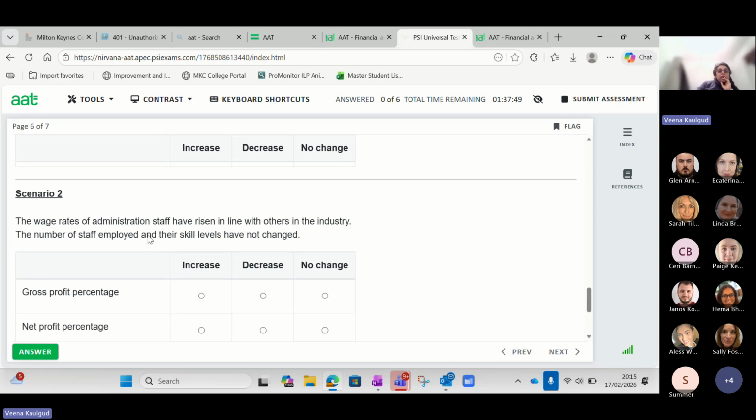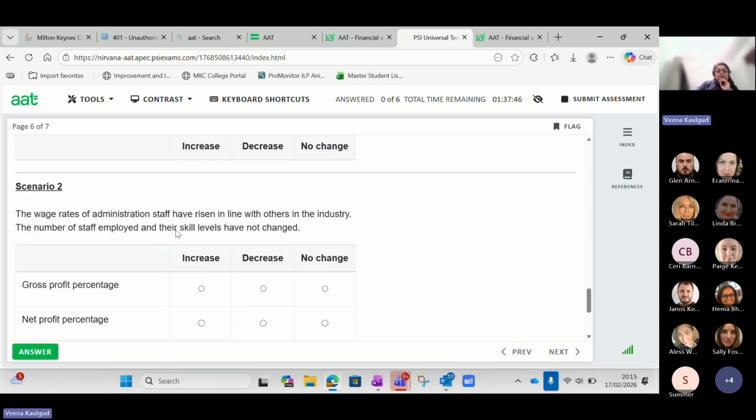Sorry. Next one. The wage rates of admin staff have risen in line with others in the industry. The number of staff employed and the skill levels have not changed. So the wage rates of admin staff have gone up. Okay, so it means now gross profit, guys. What does gross profit mean? Gross profit is sales minus cost of goods sold. So if the admin staff wages have gone up, it should not make any difference to my gross profit.